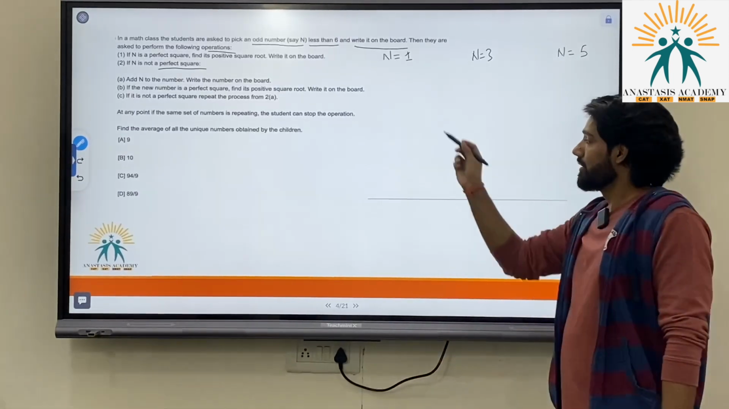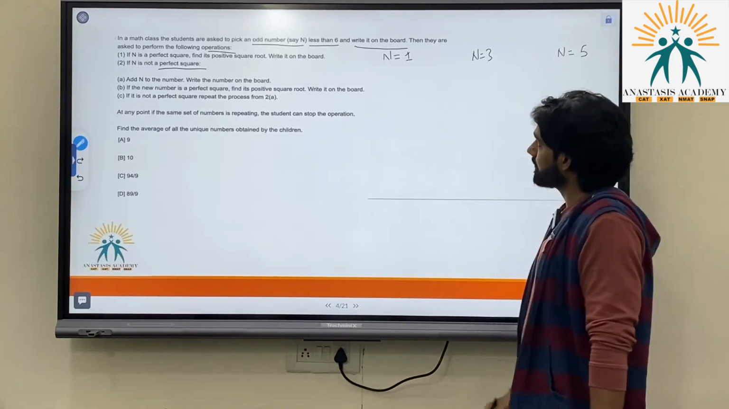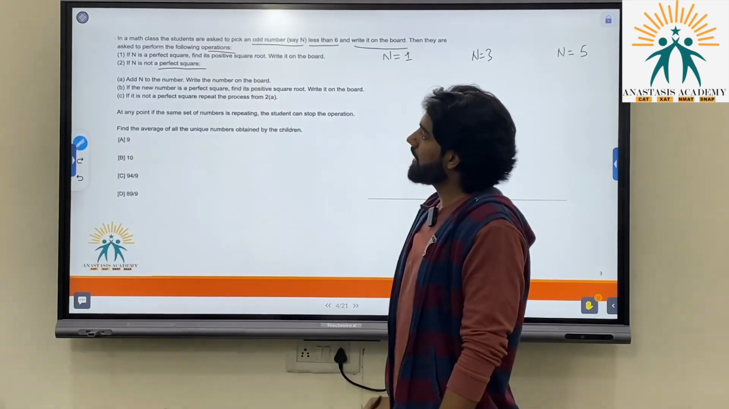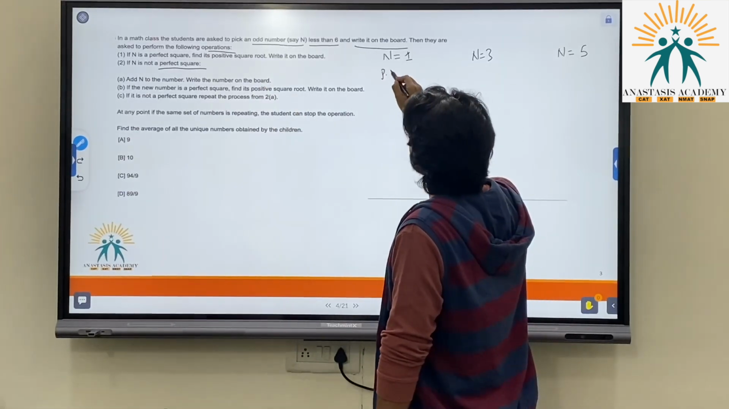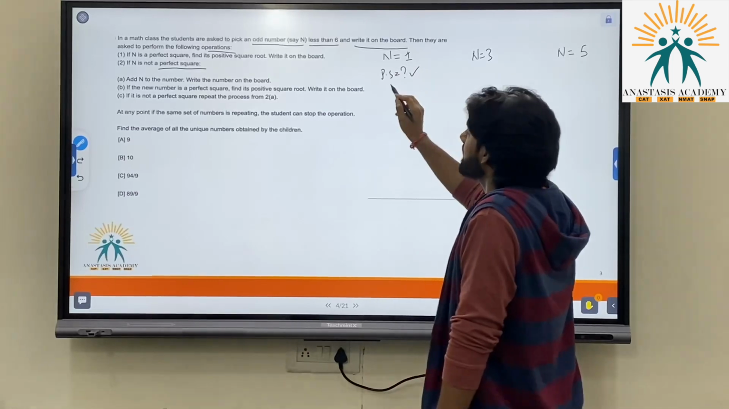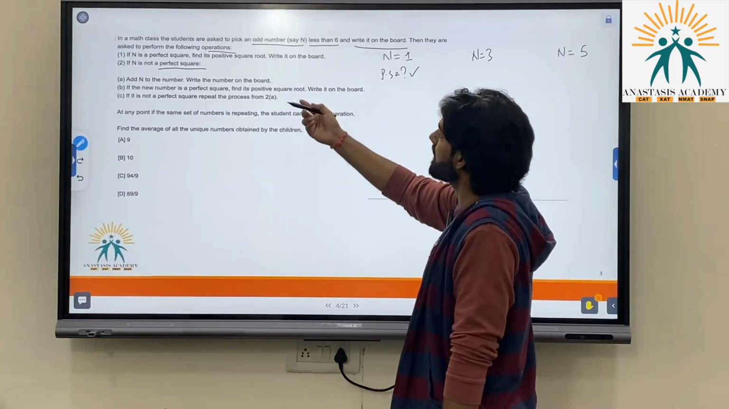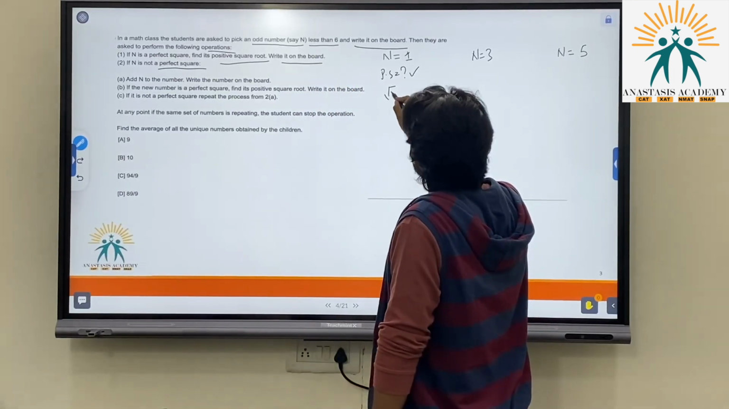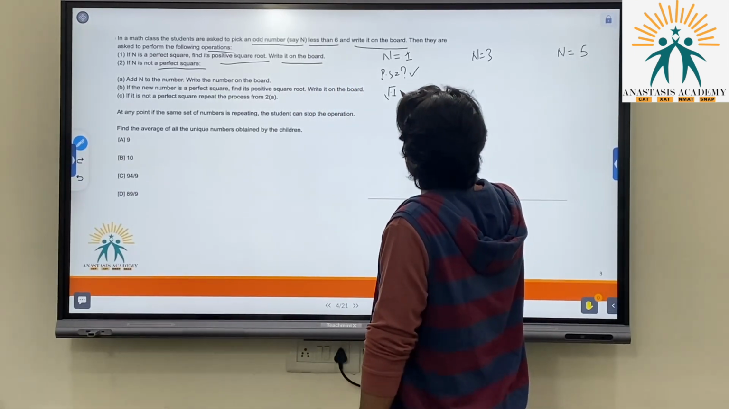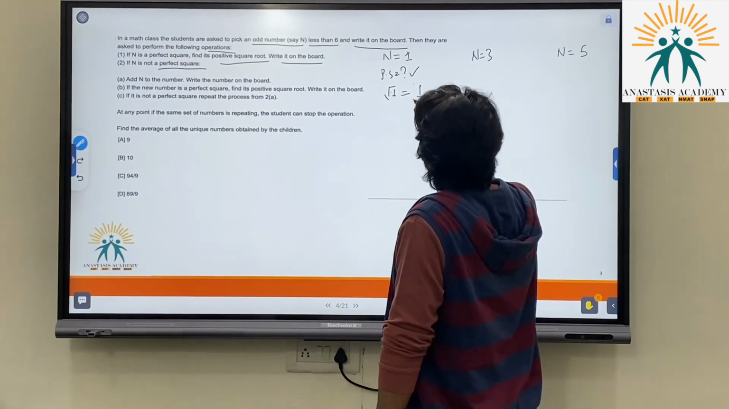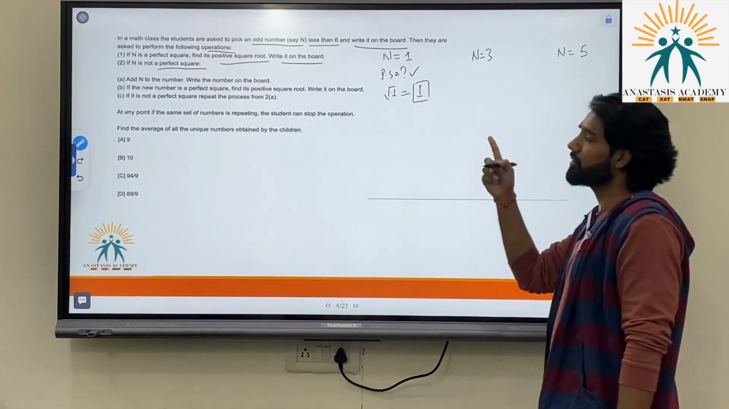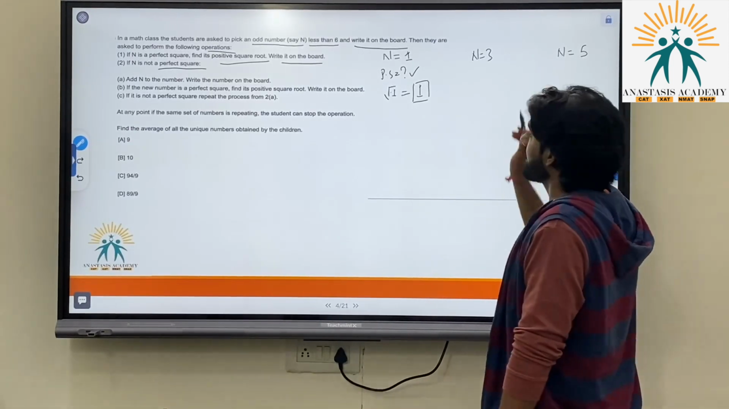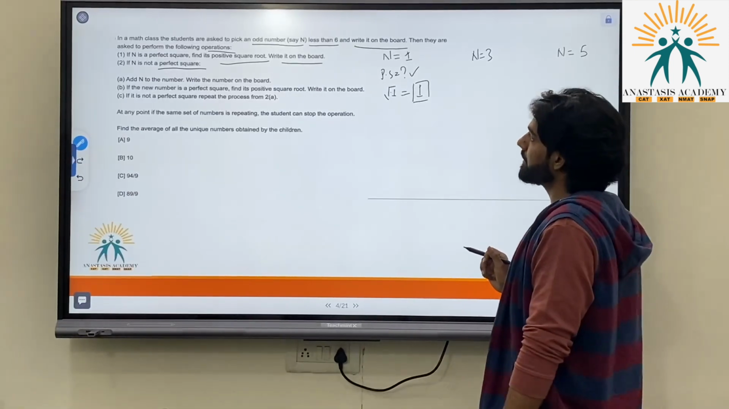So I have written 1 on the board. Now I have to check if n is a perfect square. Is 1 a perfect square? Yes. So I have to find its positive square root and write it on the board. The positive square root of 1 is 1, and I have written this number on the board.